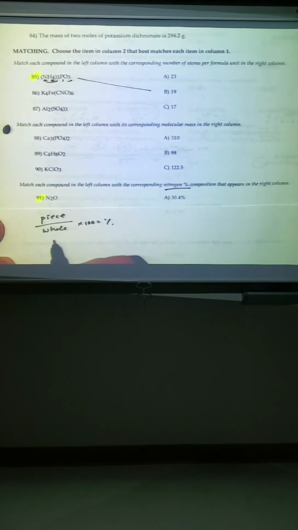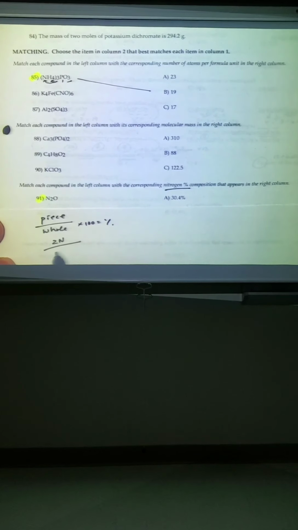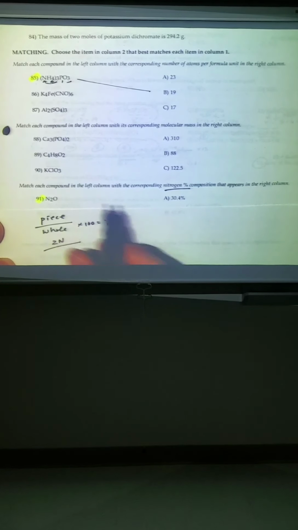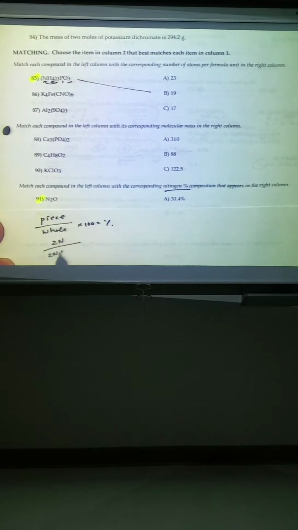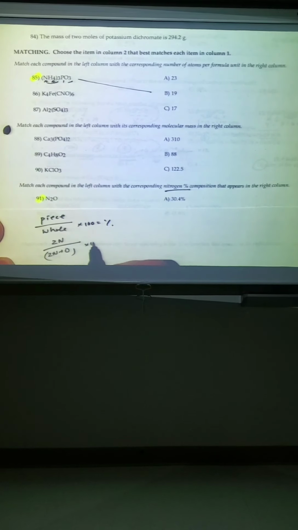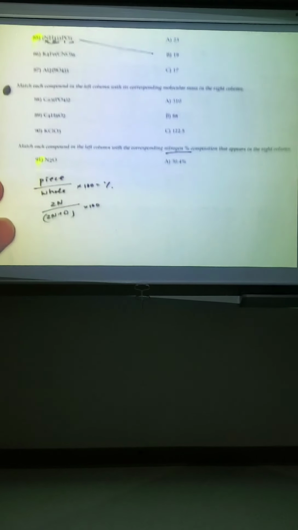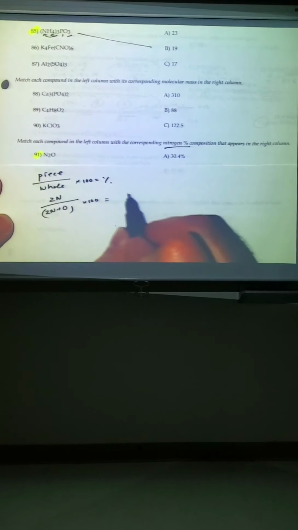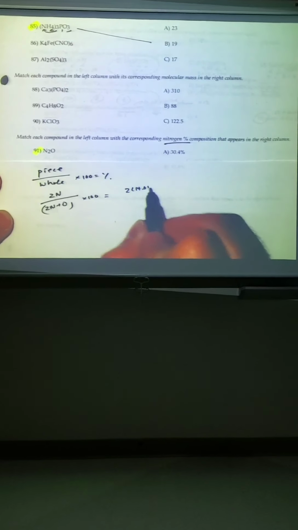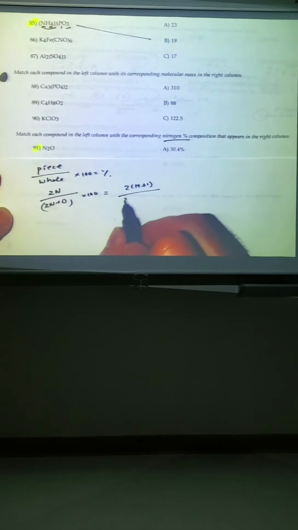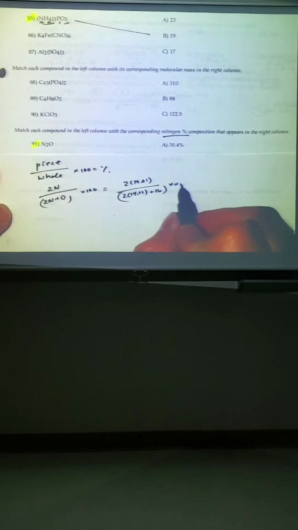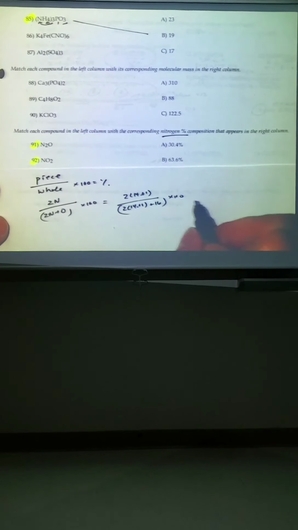So this one says nitrogen percent. So take 2 N's divided by the whole, which is the entire N2O molecule, so 2 N's plus O in parentheses times 100. So in reality, what does that look like? That's 2 times 14.01 on the periodic table, divided by 2 times 14.01 again, plus 16 in parentheses, times 100. And for 91, you'll get 63.6%.